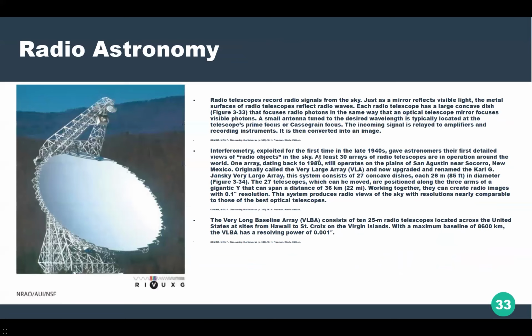The Very Long Baseline Array, or VLBA, consists of 10 25-meter telescopes located across the United States and at sites from Hawaii to St. Croix in the Virgin Islands. With a maximum baseline of 8,600 kilometers, the VLBA has a resolving power of 0.001 arcsecond.